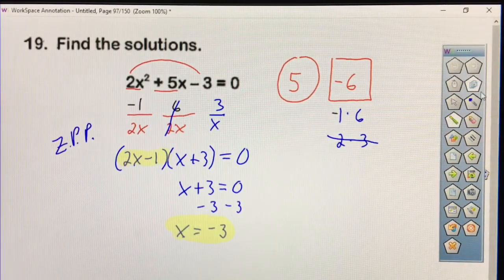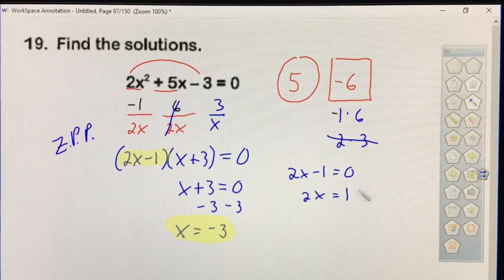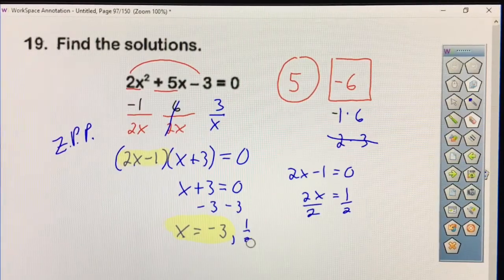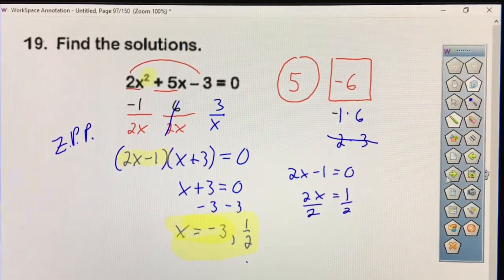I have to set this equal to 0 as well. That's the ZPP. 2x minus 1 equals 0. 2x equals 1. I add 1 to both sides, then I divide by 2. So my other solution is 1/2. So I have 2 solutions for this problem. And that's usually the case if it's to the second power. If it's to the second power, you'll have 2 solutions.